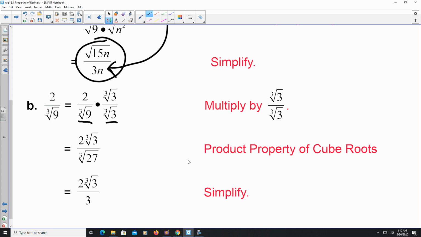So I had cube root of 9, and the reason why we multiplied this bottom by the cube root of 3 is because 9 times 3 is 27, and 27 is a perfect cube number, which allows us to remove that radical from the denominator. And so you do that to the top and the bottom, so then I'm left with 2 times the cube root of 3 on the top, and it's all divided by 3. Okay?